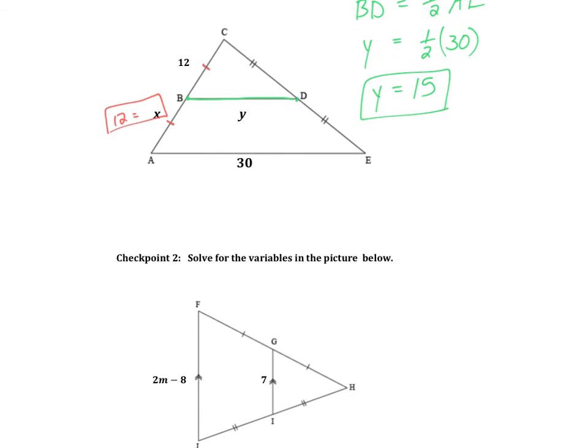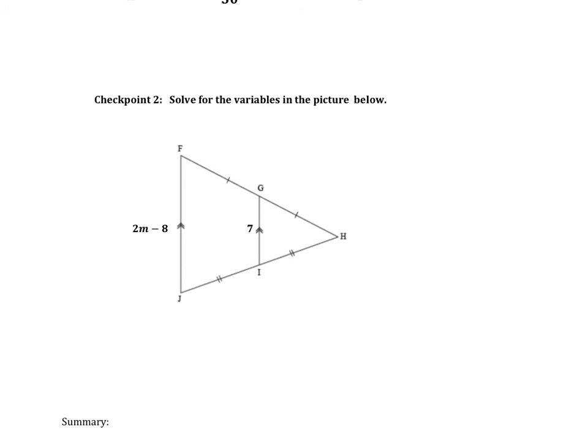Okay, and we have checkpoint 2. Checkpoint 2 says solve for the variables in the picture. We've got to find out what is m. So notice these marks show that G is a midpoint, and the marks down here would show that I is a midpoint. And that means that that blue line, GI, is a mid-segment. And again, mid-segments are half as big as the third side. So that means GI is equal to half as big as FJ. So GI is 7.